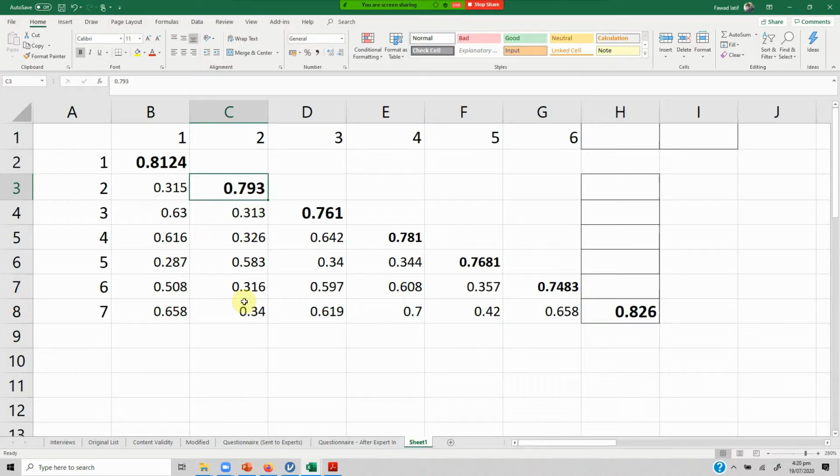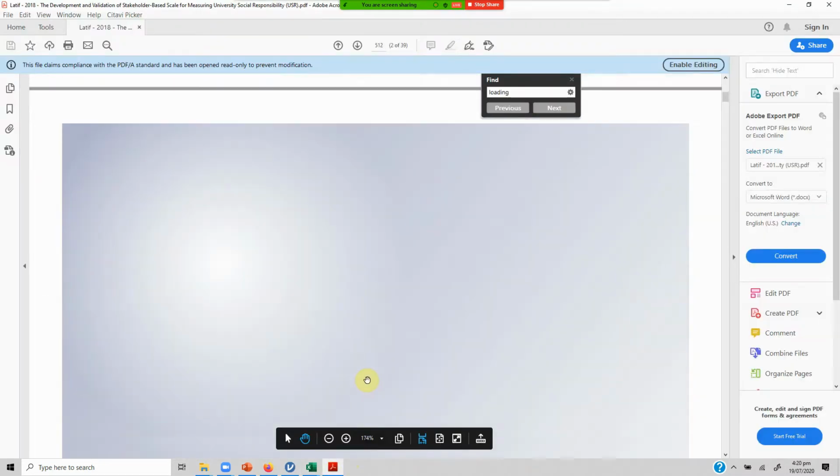Same is the case for this. 0.793 is higher than all the values underneath. Same for factor 3, same for factor 4, same for factor 5, same for factor 6, and obviously there's no value underneath for the last because all the correlations have already been established. So this is how you check for discriminant validity. Now you have made sure that your quality criteria is met. You have checked it for loadings, reliability, discriminant validity, convergent validity, and how do you report it?